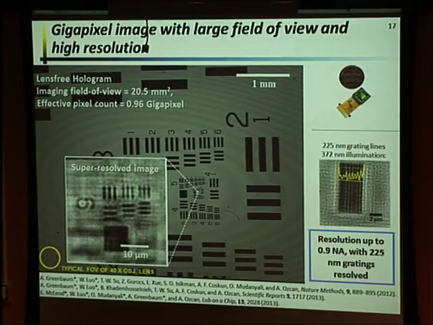We've fabricated our own test gratings using focused ion beam, and this is approximately the limit. This is a 225 nanometer grating line with, in this case, 372 nanometer resolution. The best resolution in terms of numerical aperture is about 0.9 NA, and the best resolution in terms of half pitch is about 225 nanometers on this grating.